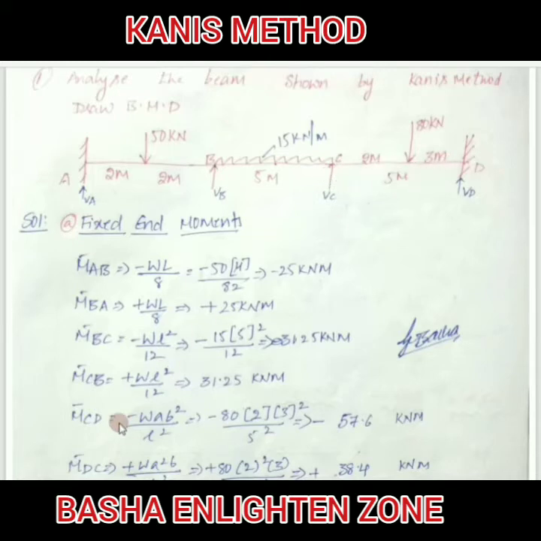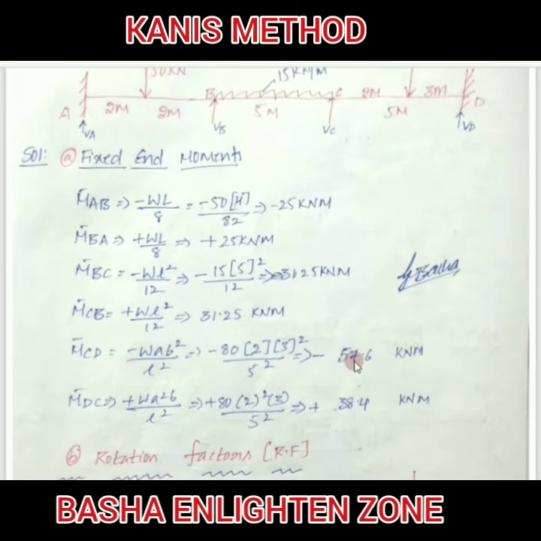M bar CD equal to minus WAB square by L square. Here W equal to 80 kilonewton, where A equal to this 2 meters, B equal to this 3 meters and L equal to the total length of this span. After simplifying this by using your calculators, then you will get minus 57.6 kilonewton meter.